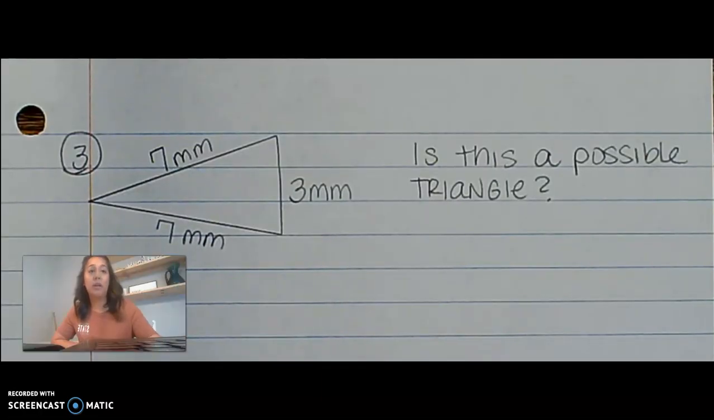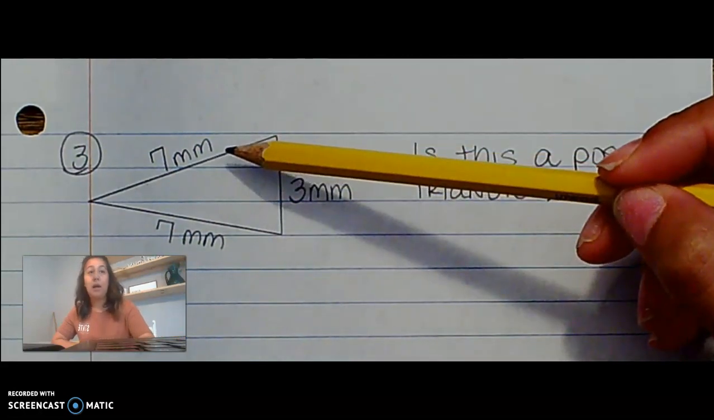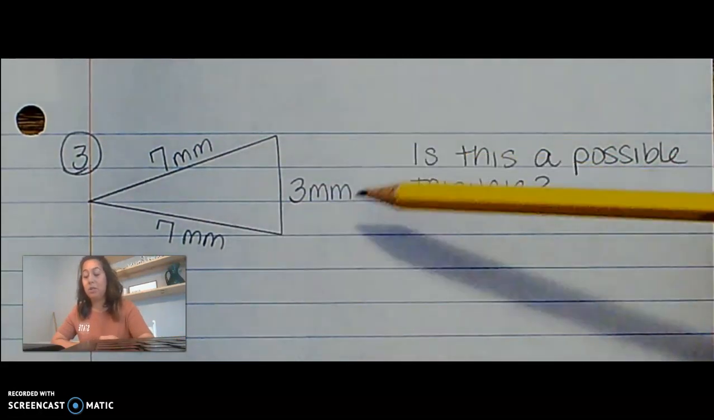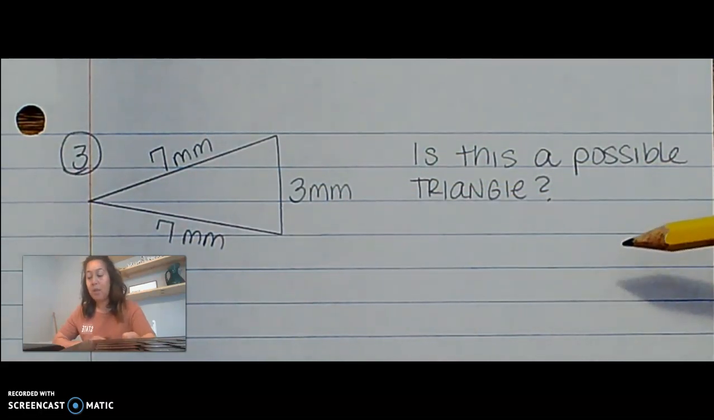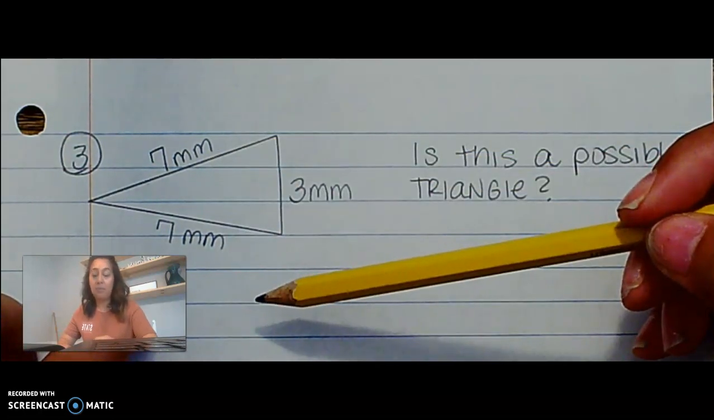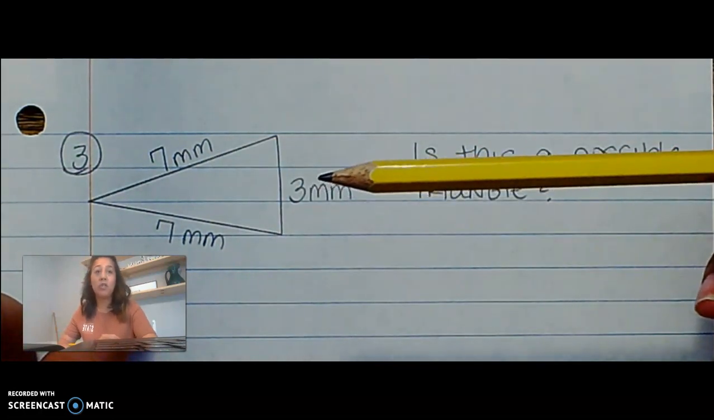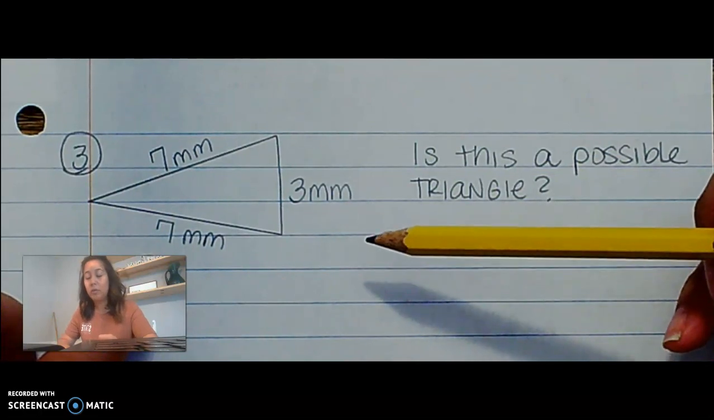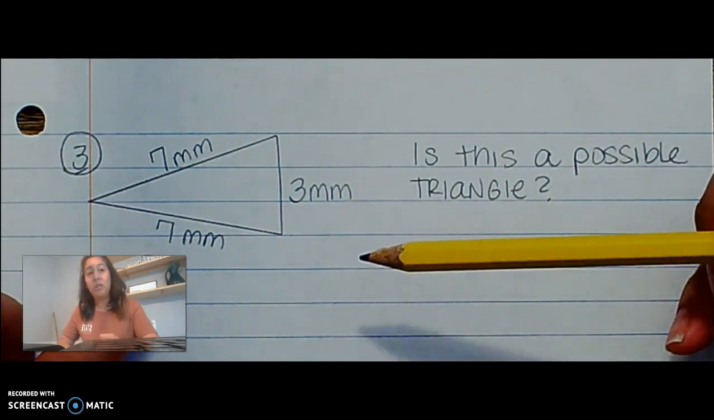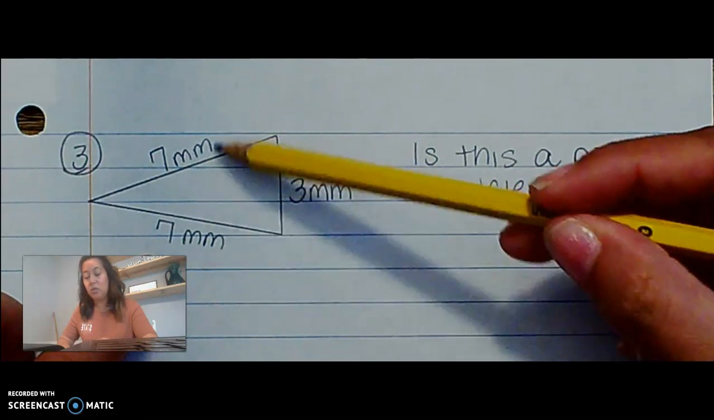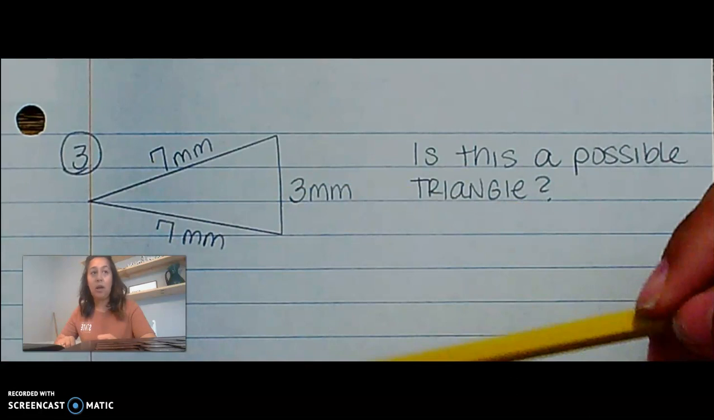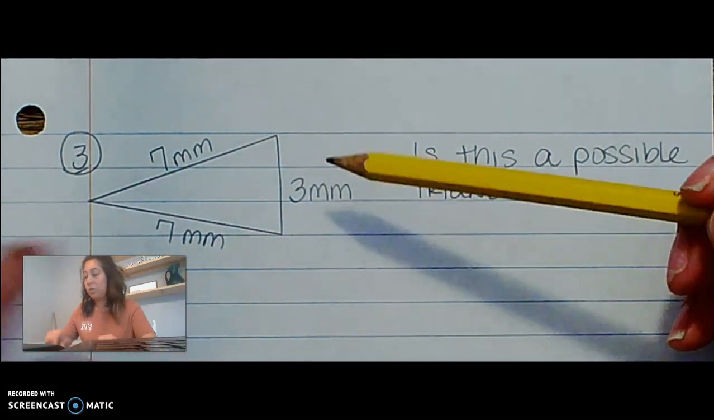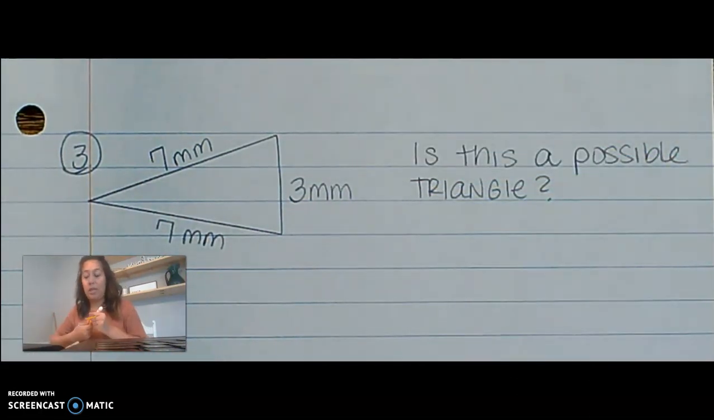Okay, so example 3 is another diagram. We're given a triangle. The side lengths are 7 millimeters, 7 millimeters, and 3 millimeters. And again, the question is, is this a possible triangle? So we have two sides that are the same length. And if you remember from last year, that means that this is an isosceles triangle. Okay, but our theorem states that we need to pick the two short sides. And in this case, the lengths are the same. So you need to just pick one of the 7s and add it to the 3, which is the other short side, in order to write the inequality.